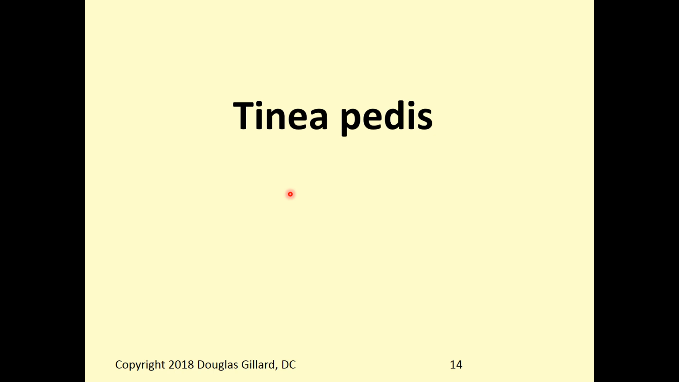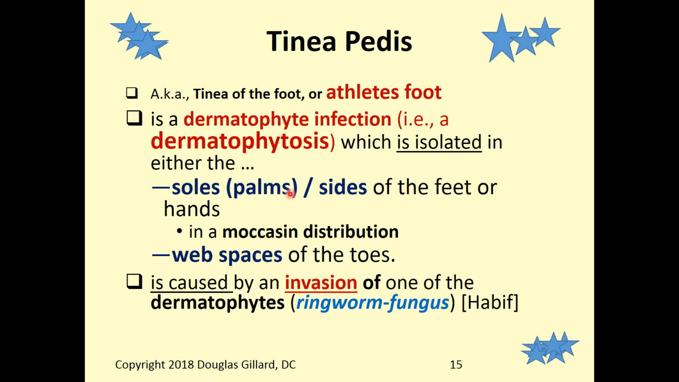Okay, let's talk about the most common dermatophyte infection, and that's Tinea pedis, also known as athlete's foot. Again, it's a dermatophyte infection. You could call it dermatophytosis. This one is isolated, though, usually to the soles of the feet or between the web spaces of the toes. It could be in the hands as well, but if it's in the hands, it has to be on the palmar surface, not the dorsum of the hand or the dorsum of the foot, right? That's Tinea corporis if it gets on that. It's caused by an invasion of one of the dermatophytes, of course.